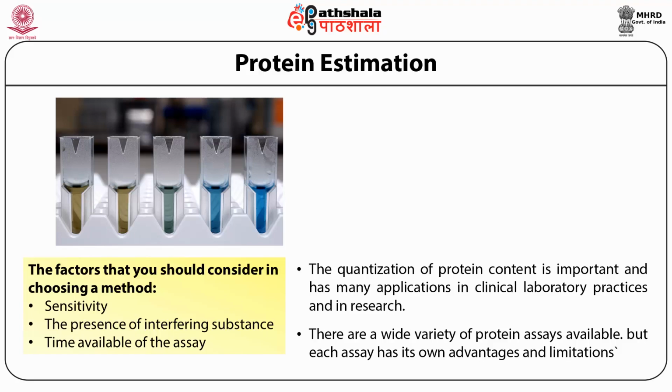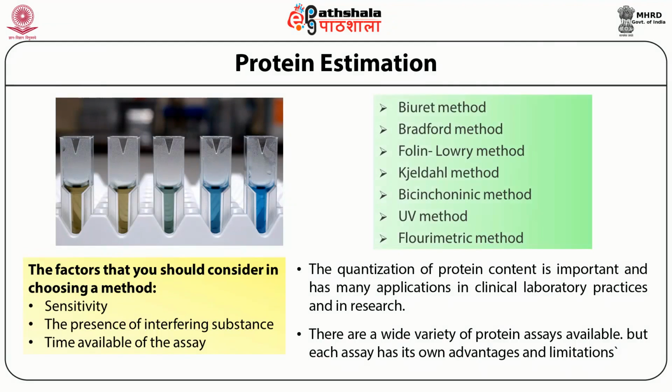A large number of methods are available to estimate protein concentration, and different methods have their own advantages and disadvantages. These methods are the biuret method, Bradford method, Lowry method, Kjeldahl method, BCA method, and UV visible spectrophotometry method. You can see here the development of color is directly proportional to the concentration of protein, which is used to estimate the concentration of protein in an unknown sample.